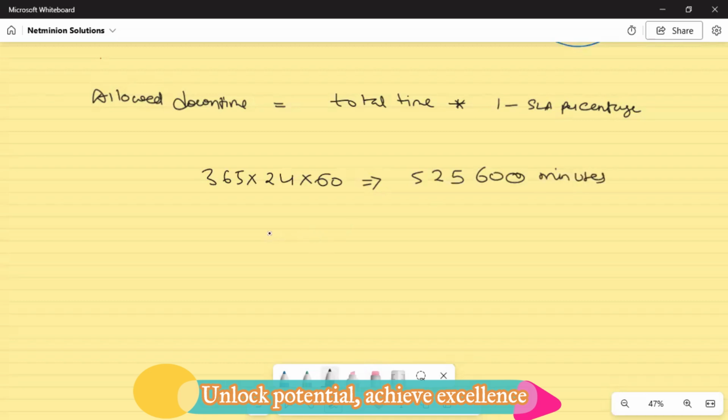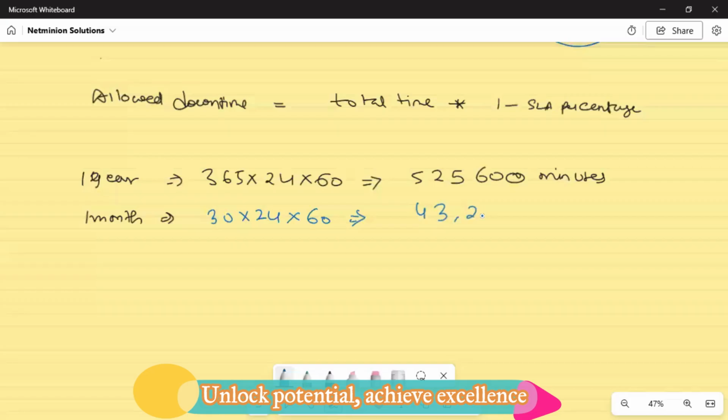Now, total minutes in 1 year, because we require this statistic. That is the reason I am talking about it. In 1 month, if I convert it, it will be 30 days, 24 hours, and 60 minutes, which will be 43,200 minutes. So this is the total time, total minutes.